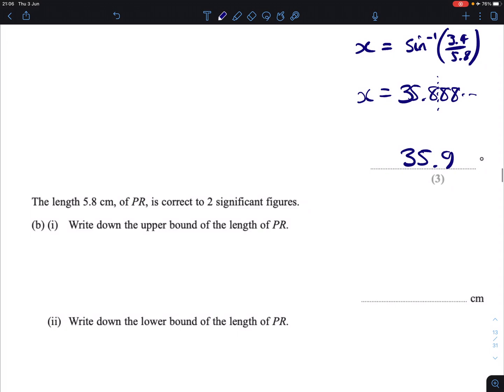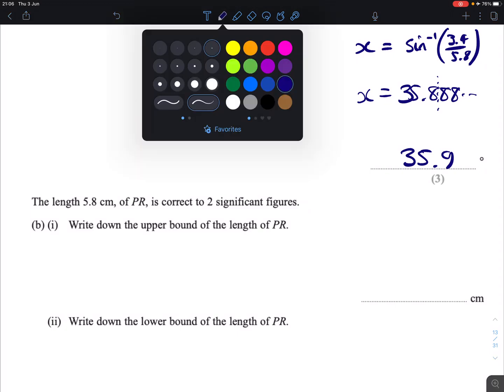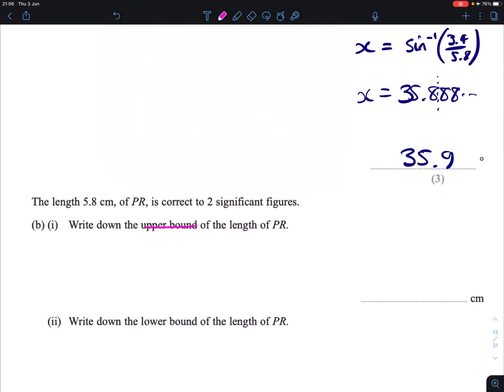Part B. The length 5.8 is correct to two significant figures. Write down the upper bound for the length of PR and write down the lower bound for the length of PR. So 5.8, correct to two significant figures.